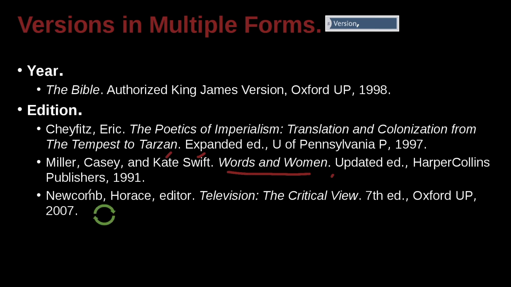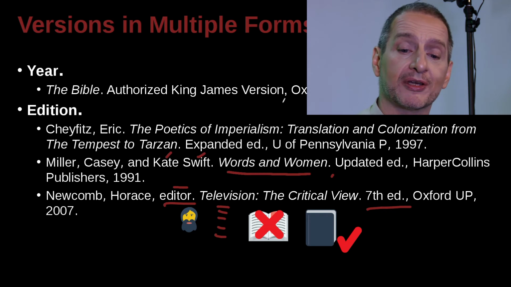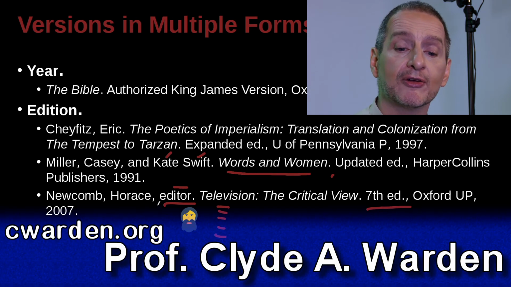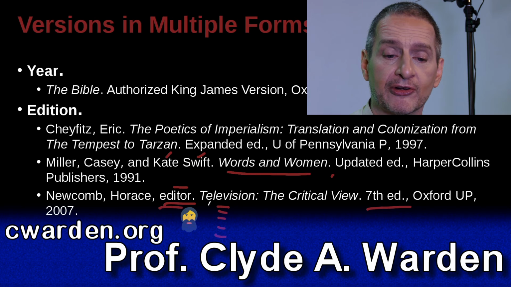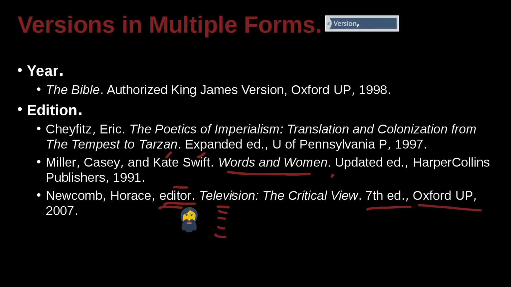Newcomb, Horace, last name first, first name last. He's the editor. And the name of the book is Television, The Critical View, 7th edition. This is the edition. So here, he's the editor, which means that this book probably has many chapters. But we're not citing any chapters. We're talking about the book overall. We're just going to cite this overall book. So we just go ahead and list the editor first, and he's the one editor, not editors, because there's only one. And it's from Oxford Press, the 7th edition.